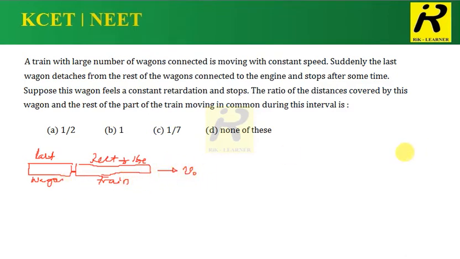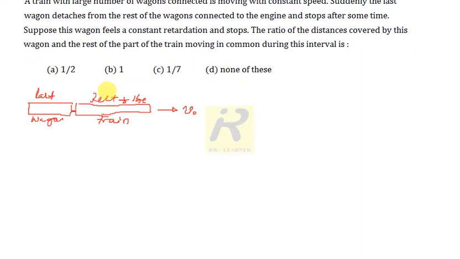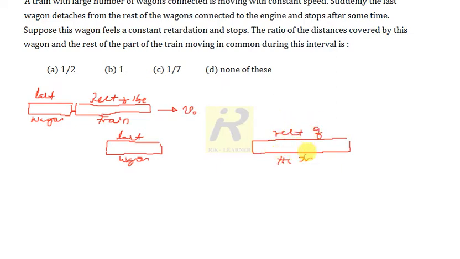As soon as the last wagon detaches from the rest of the train and stops, the last wagon simply stops somewhere here, and the rest of the train is still moving. The rest of the train is still moving with the same speed v0, and this wagon stops, right?